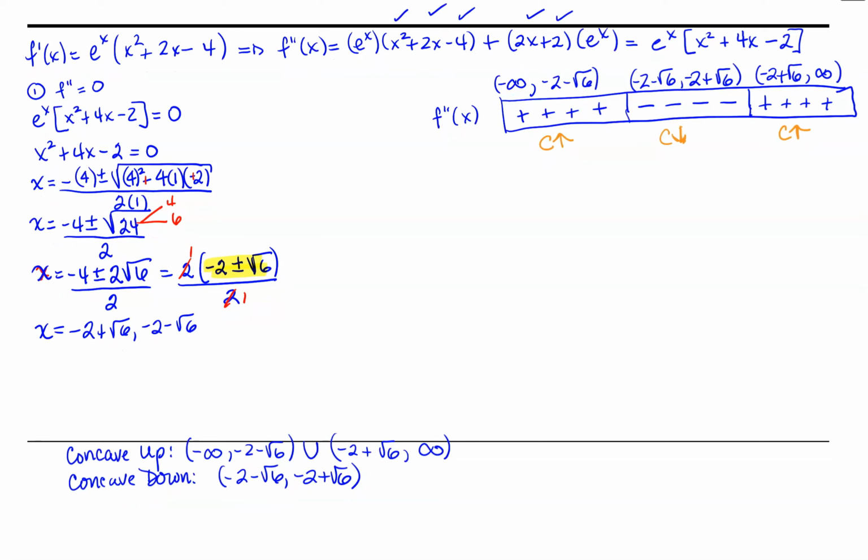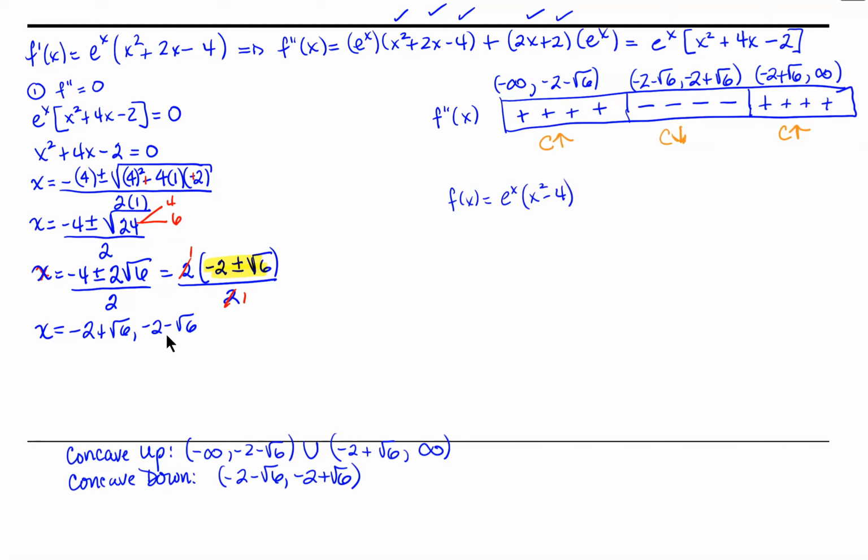And now to consider points of inflection. Recall that we had 2 critical points, and both of these critical points are within the domain of the original function. Recall that our original function was f of x equals e to the x times x squared minus 4.